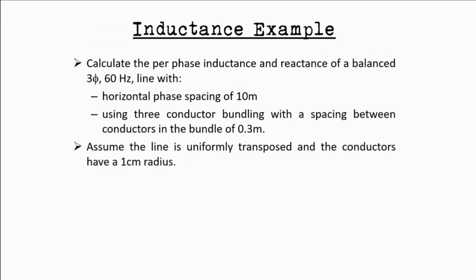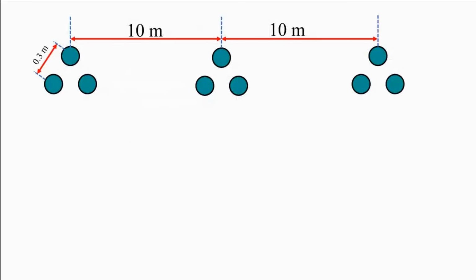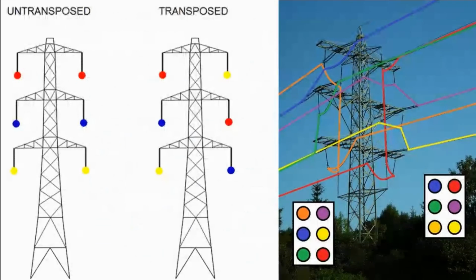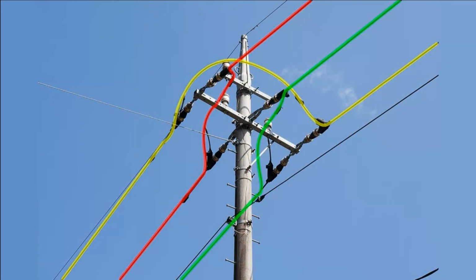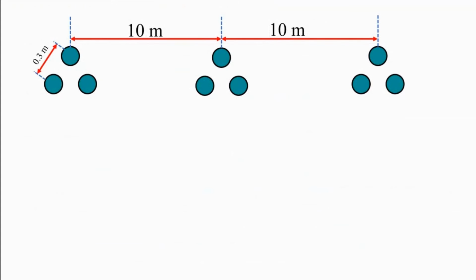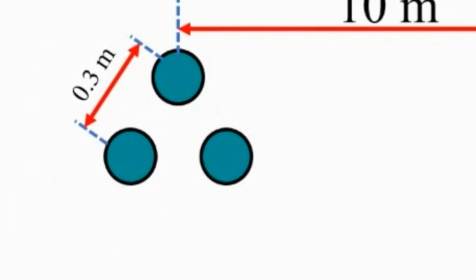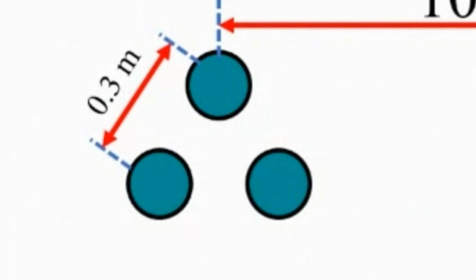This is just sketching what is given in the question. The question is telling me the three conductors, three phases, are spaced 10 meters, 10 meters between the conductors, horizontally spaced. Each conductor has three wires in the bundle. Spacing between them is 0.3 meter. So I'm just sketching that these are the three lines, the three phases in a transmission line running horizontally, same as the figure that we saw before. And each phase has three conductors in the bundle. Spacing is 0.3 meter between these conductors or wires inside the bundle.